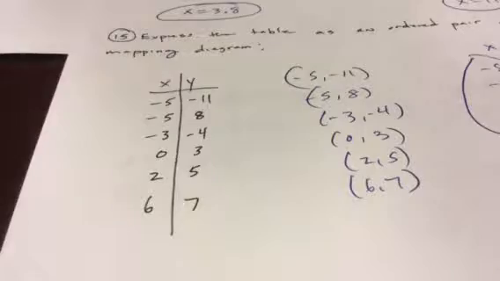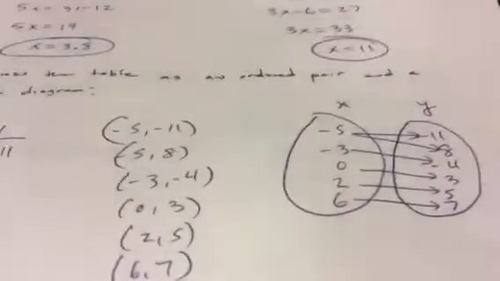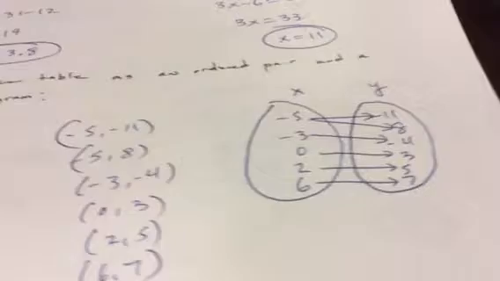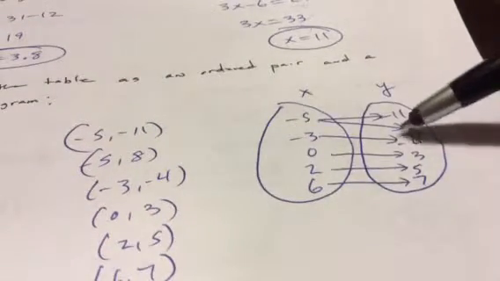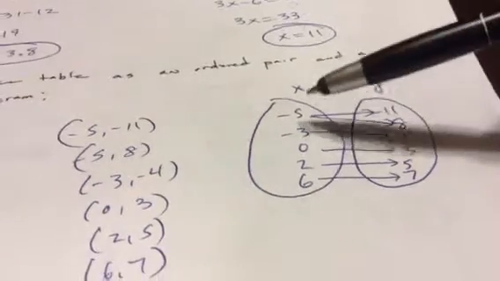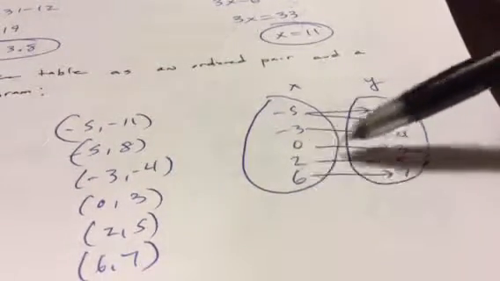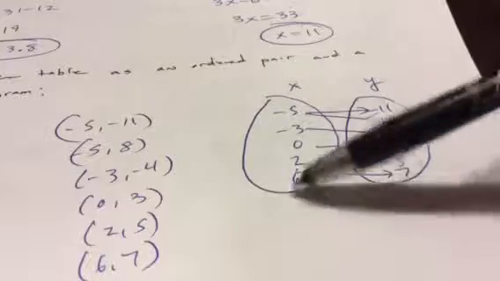negative 4, 0, 3, 2, 5, and 6, 7. So the mapping diagram would be as such. Negative 5 is going with negative 11 and positive 8. That's a cheating boy. No. Negative 3 goes with 4. 0 goes with 3. 2 goes with 5. And 6 goes with 7.